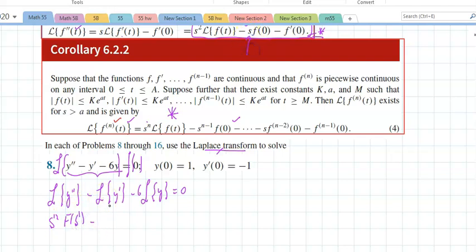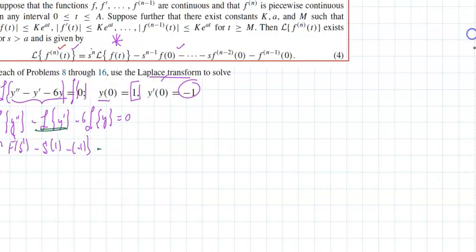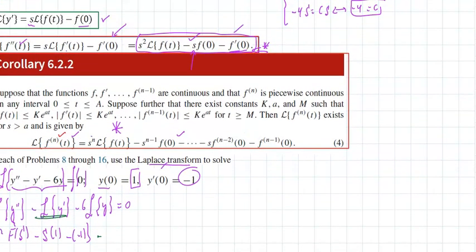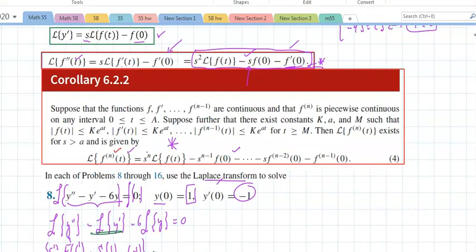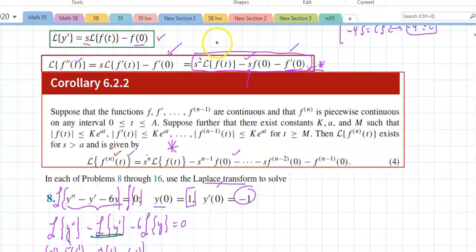Minus s times f of 0. f of 0 is 1. Minus f prime of 0. That's a negative 1. All of this is this. If I take this minus the Laplace applied on the first derivative. On the first derivative, it's s. So again, keep in mind, this is s times F of s minus f of 0. This is F of s.